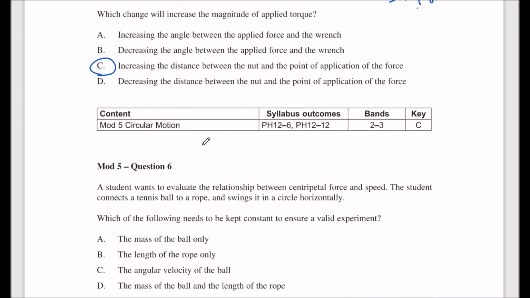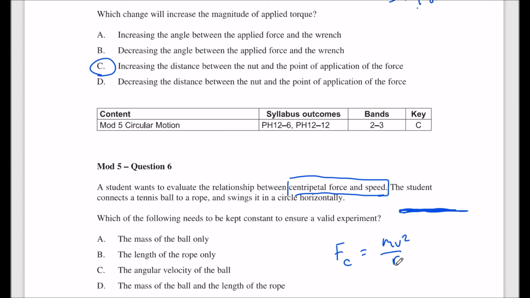Okay, question 6. A student wants to evaluate the relationship between centripetal force and speed. The student connects a tennis ball to a rope and swings it in a circle horizontally. So if you imagine you're looking at a side view, it's rotating like so. Which of the following needs to be kept constant to ensure a valid experiment? So we want to evaluate this. If we look at the formula, Fc equals mv squared over r. So using our formula for centripetal force, the answer would be D here.